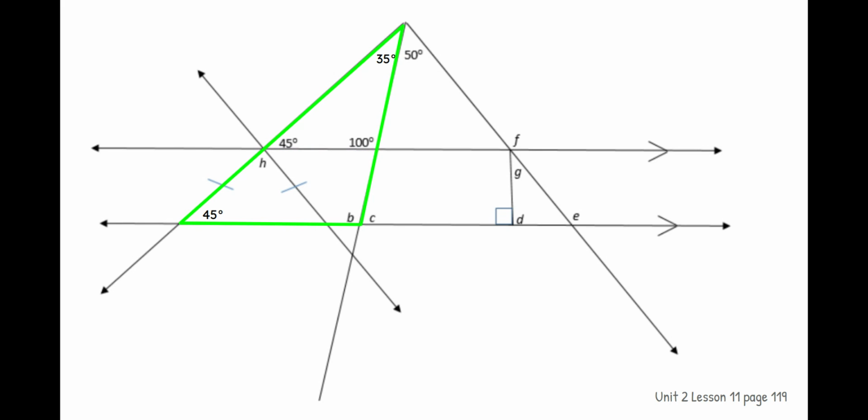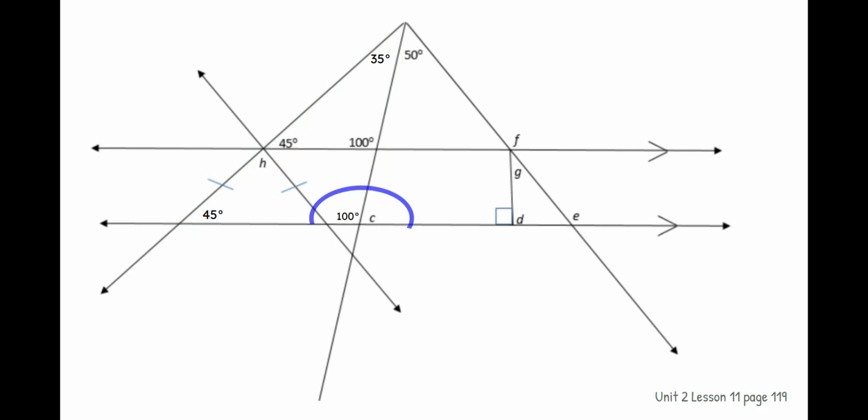Then look at this larger triangle. The two angles shown are 35 degrees and 45 degrees. Therefore, B must be 100 degrees, so they all add up to 180. Add that to your reason column for B. Angles in a triangle add to 180.